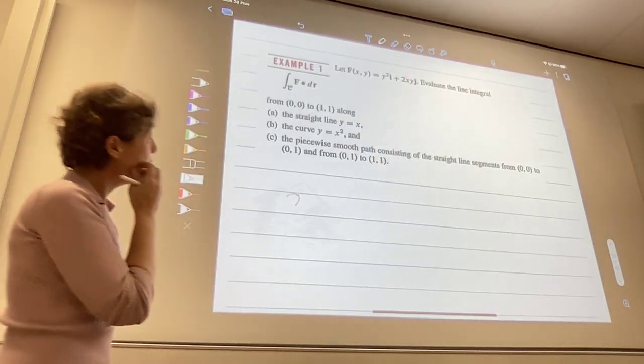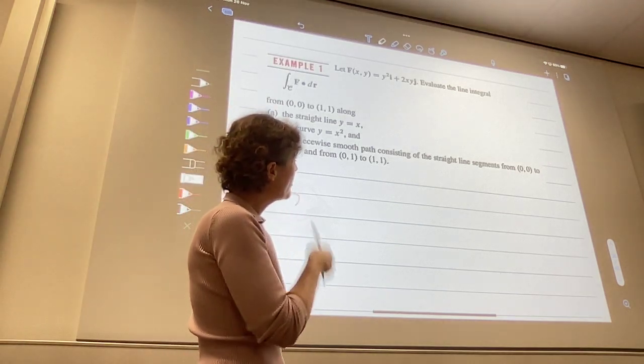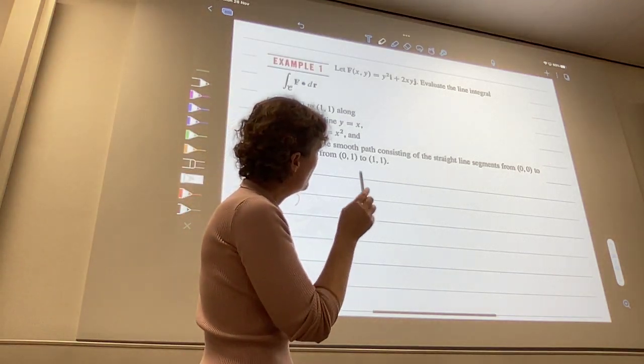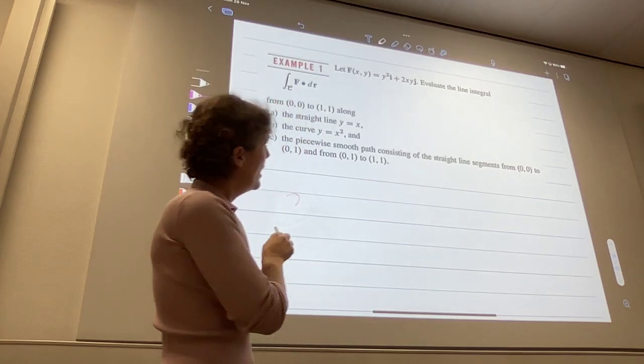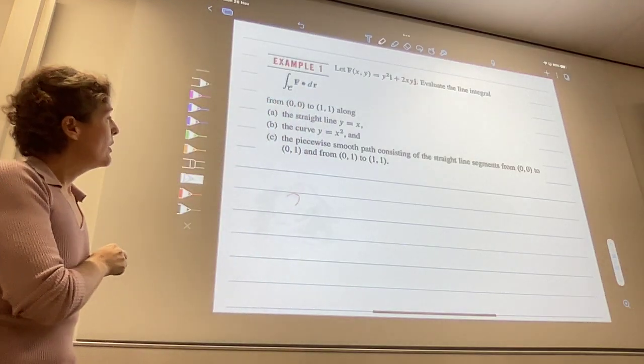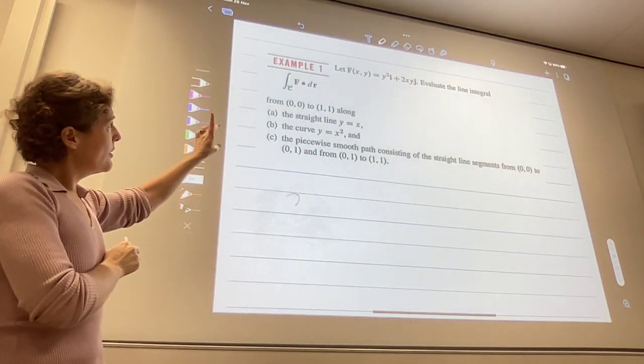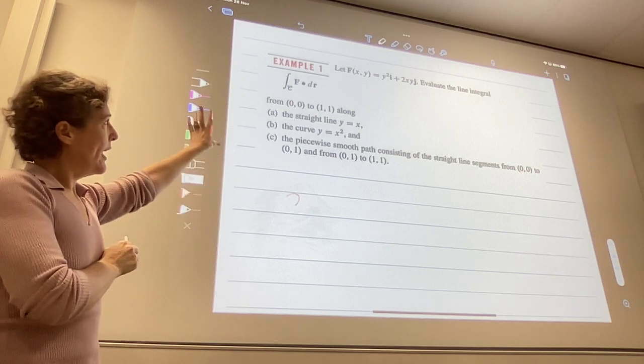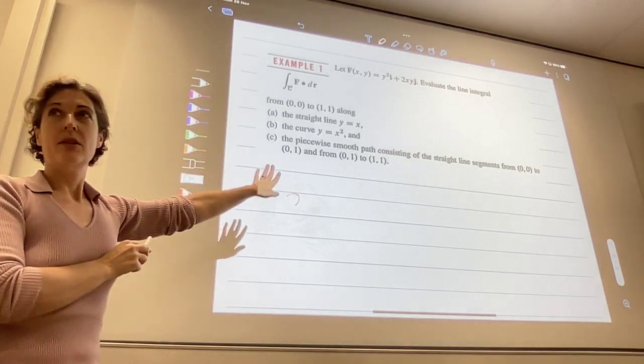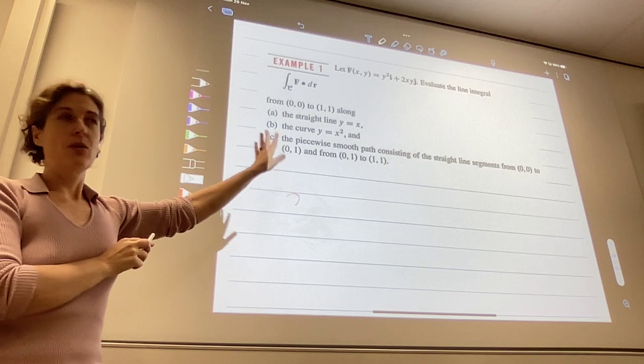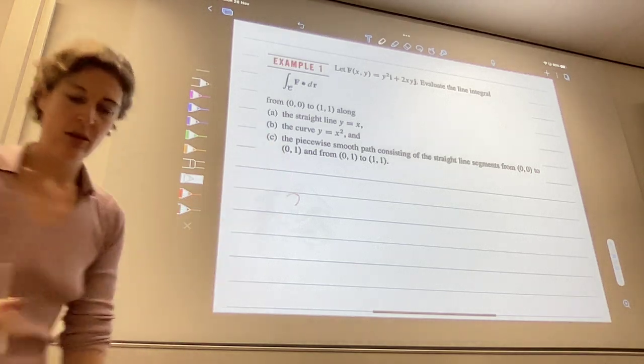Okay, so here's our force. It's got an x component of y squared and a y component of 2xy. And you want to evaluate the line integral from 0 to 1, 1. And we're going to do 3 different paths, which sounds crazy, but there's a reason for it.